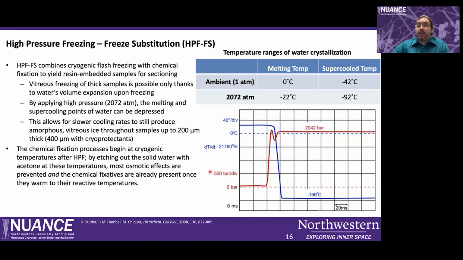So unlike chemical fixation, where all of our chemical fixing is happening at room temperature, where diffusion is very prolific and you actually are working against these diffusion gradients, in freeze substitution, you'll etch out all of the water and introduce at the same time all of your chemical fixatives so that when you get up to a temperature where they are active and your sample is able to diffuse, your chemical fixatives will fix your sample long before they're able to go anywhere and any osmotic effects are able to happen.